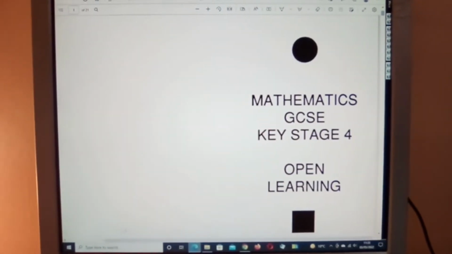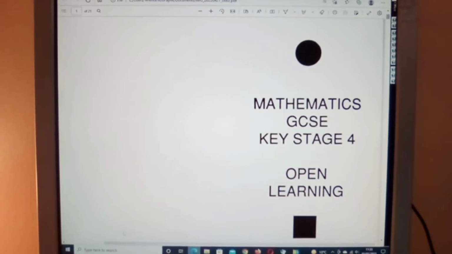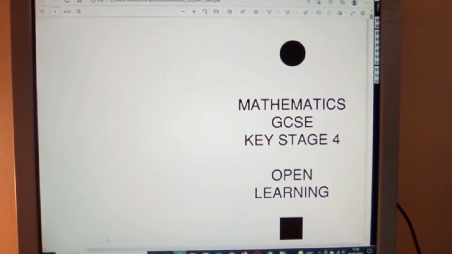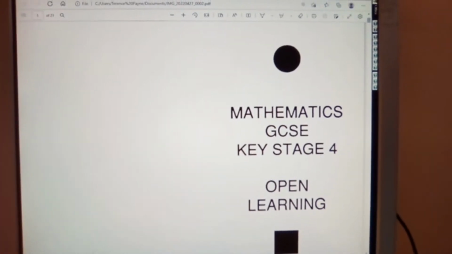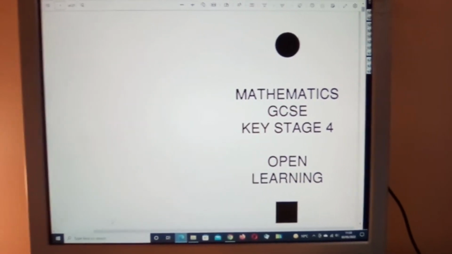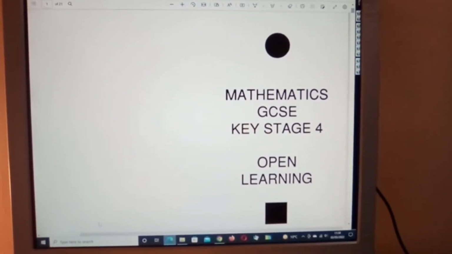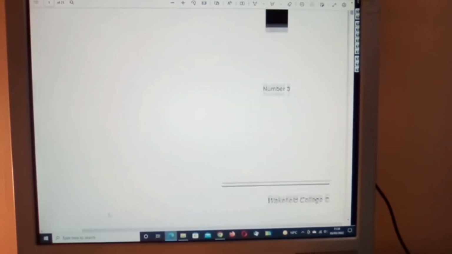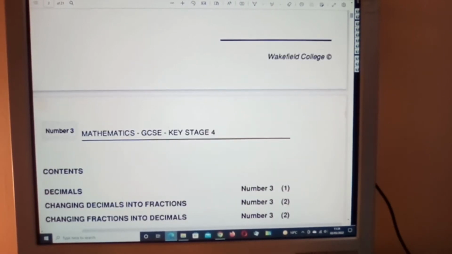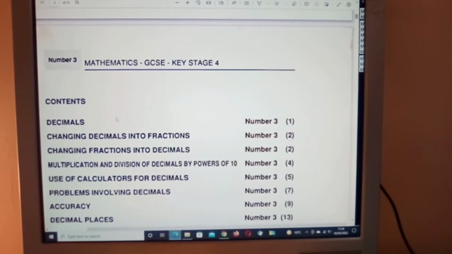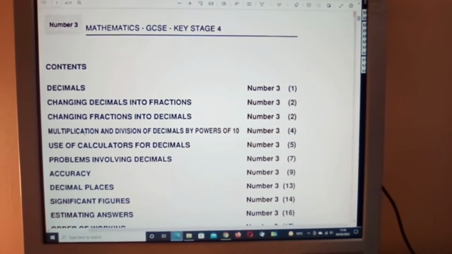I have to admit that I got this information many moons ago when I was doing open learning at various colleges, and they provided a lot of materials which was quite useful at the time. You won't find this material today because it's since passed on. But let's look at it now. I pay due respects to Wakefield College. This is the contents of what we are going to be looking at.